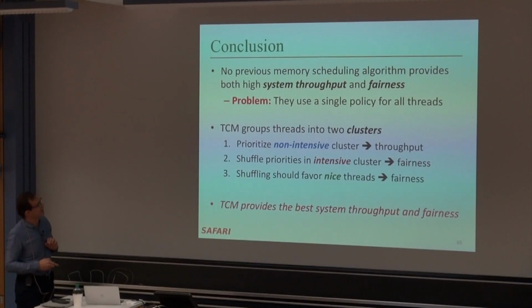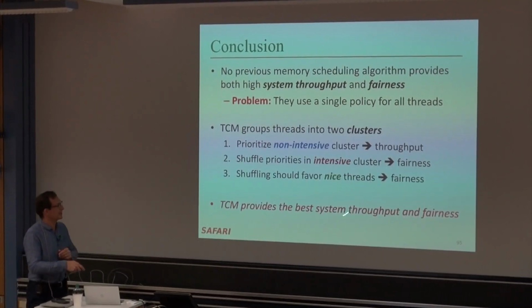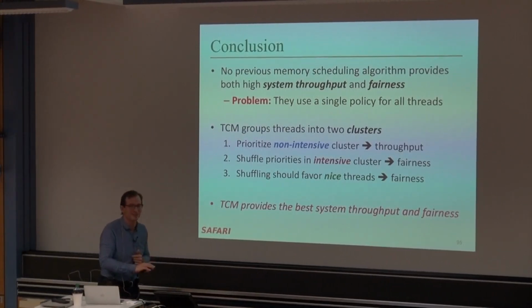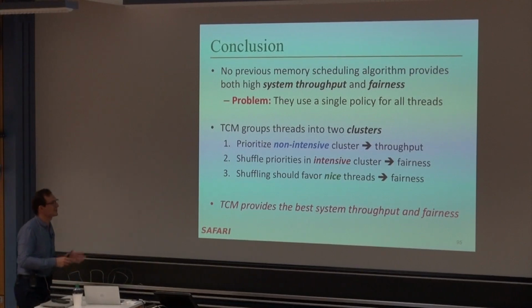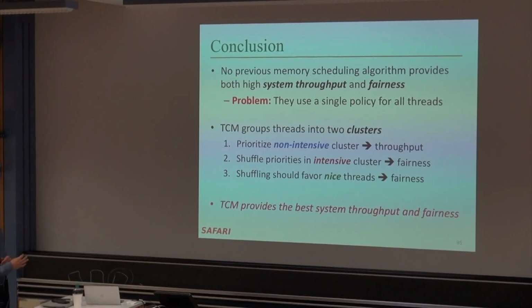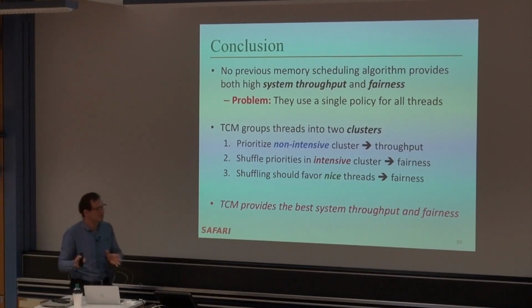Okay, I've already talked about TCM basically. So it's basically the scheduling policy that provides the best system throughput and fairness. But we're going to deconstruct that in a little bit because it's very complex to implement. It's very brittle in the end. But the key idea is you have a heterogeneous scheduling policy to cater for the needs of different threads. We're going to go back to a more homogeneous scheduling policy in a little bit.